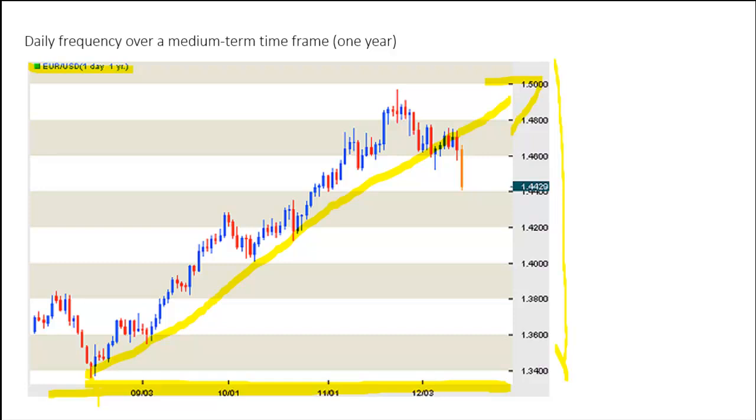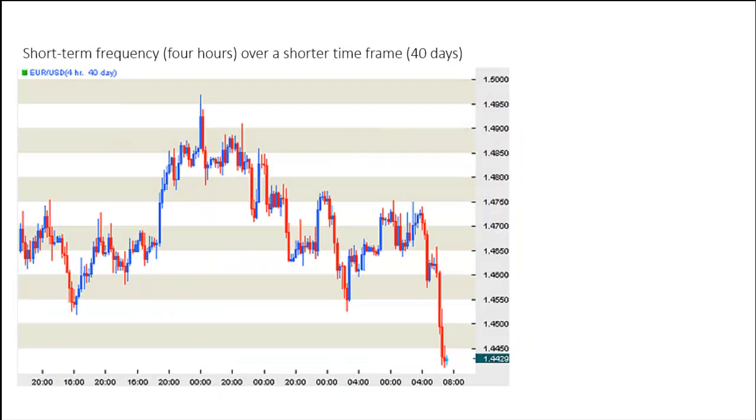That's still not how we trade. It's not how foreign exchange traders trade. They don't place one trade a year, as you can imagine. What they'll probably do is trade closer to this, which is a short term. 4 hours is each one of these little bars. Each one of these red and blue bars represents 4 hours.